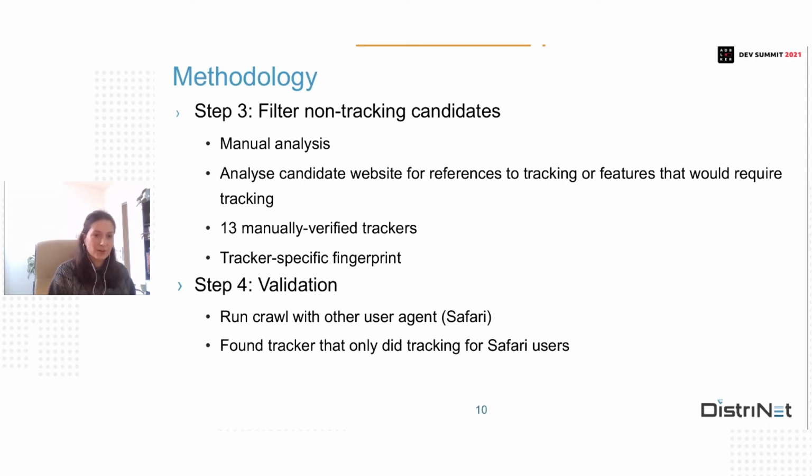And for each of these trackers, we constructed a tracker-specific fingerprint, which allows us to distinguish the tracking requests from all other traffic. In the last part of our analysis, we ran an additional crawl with a different user agent, this time Safari, and we found that there was one tracker that was only tracking Safari users. Because of the recent change in Safari's policy to use Intelligent Tracking Prevention, there was one tracker that was specifically branding itself as circumventing that protection mechanism.